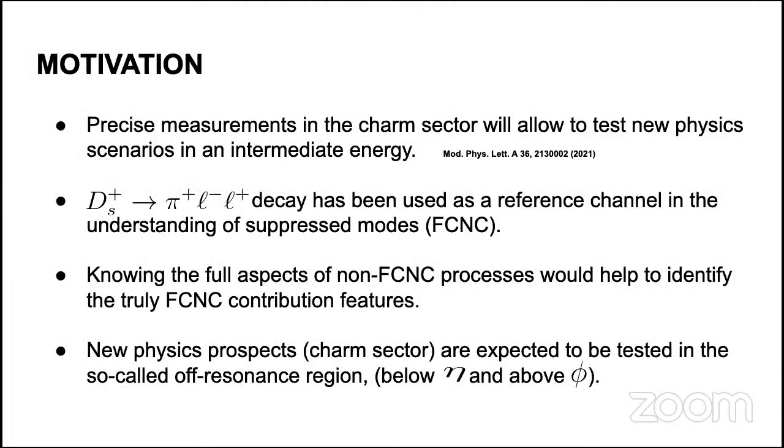Motivation. Precise measurements in the charm sector allow us to test new physics scenarios at intermediate energy. This decay has been used as a reference channel in the understanding of suppressed modes. Knowing the full picture of non-flavor changing neutral current processes will help to identify the truly flavor changing neutral current contribution. New physics prospects in the charm sector are expected to be tested in the so-called off-resonant region, below the eta and above the phi.